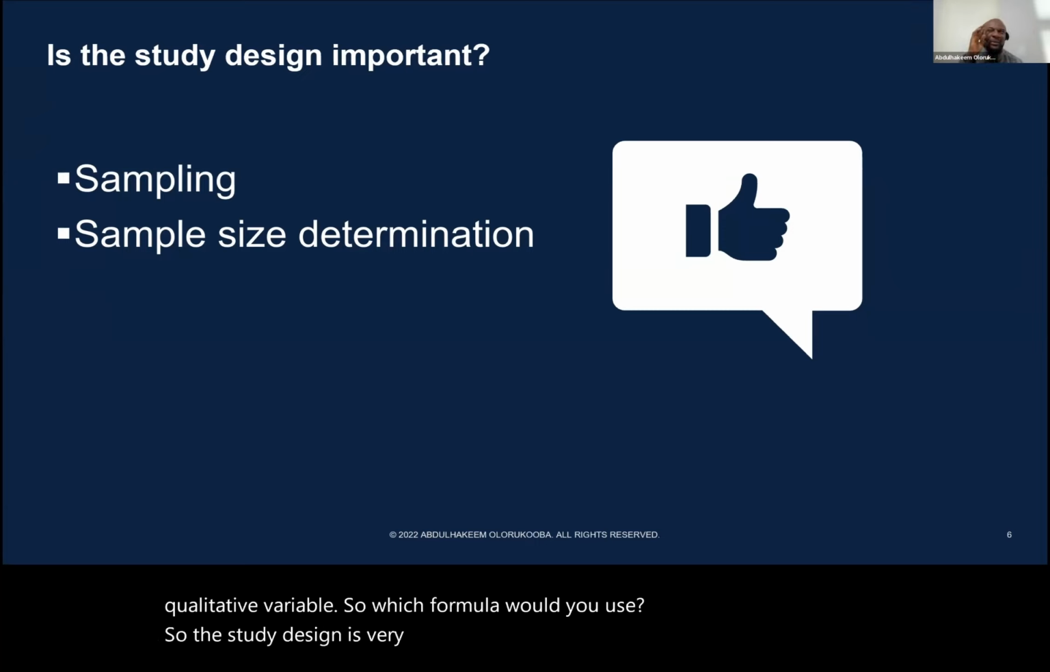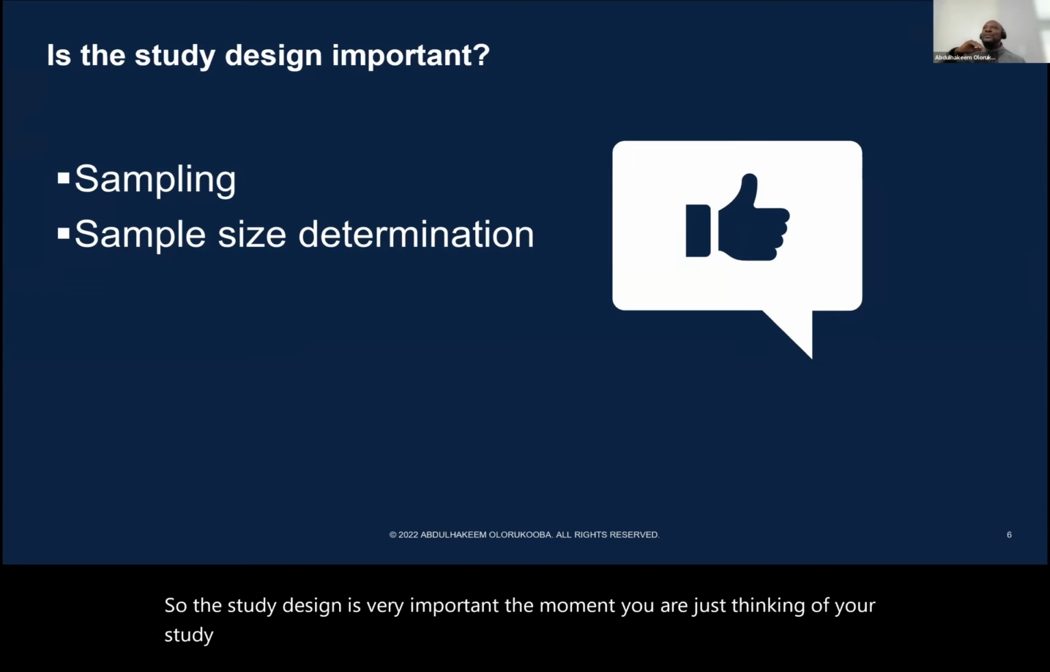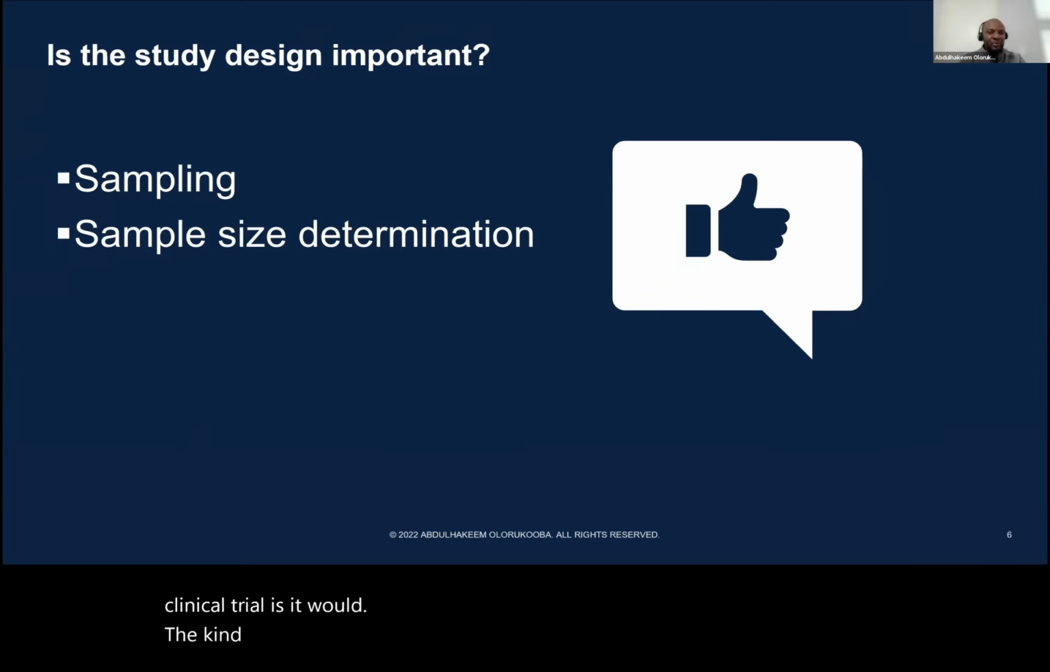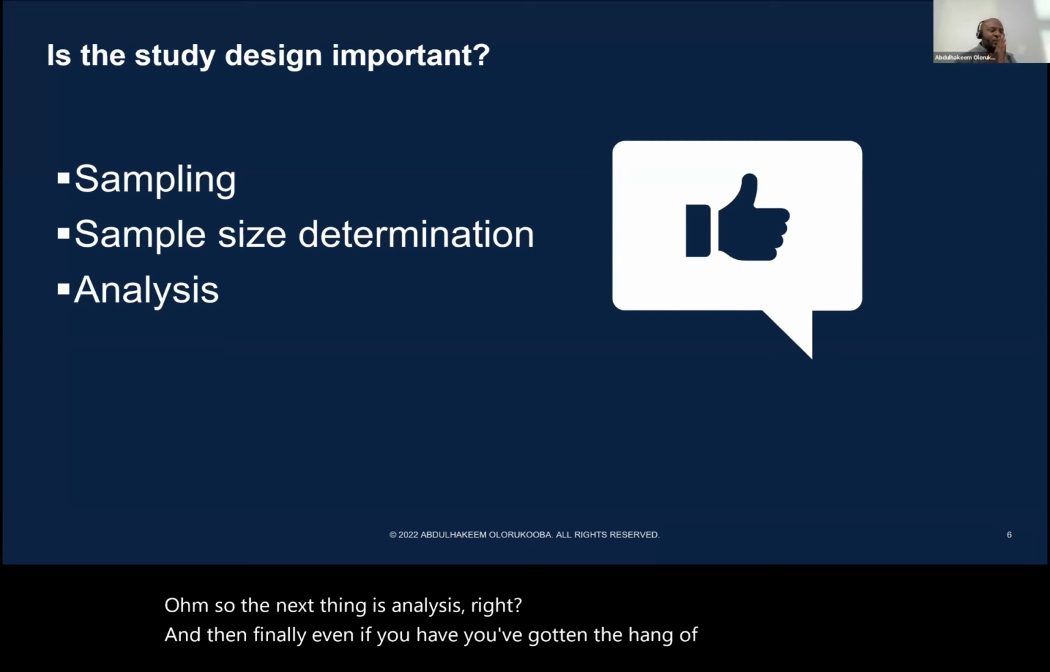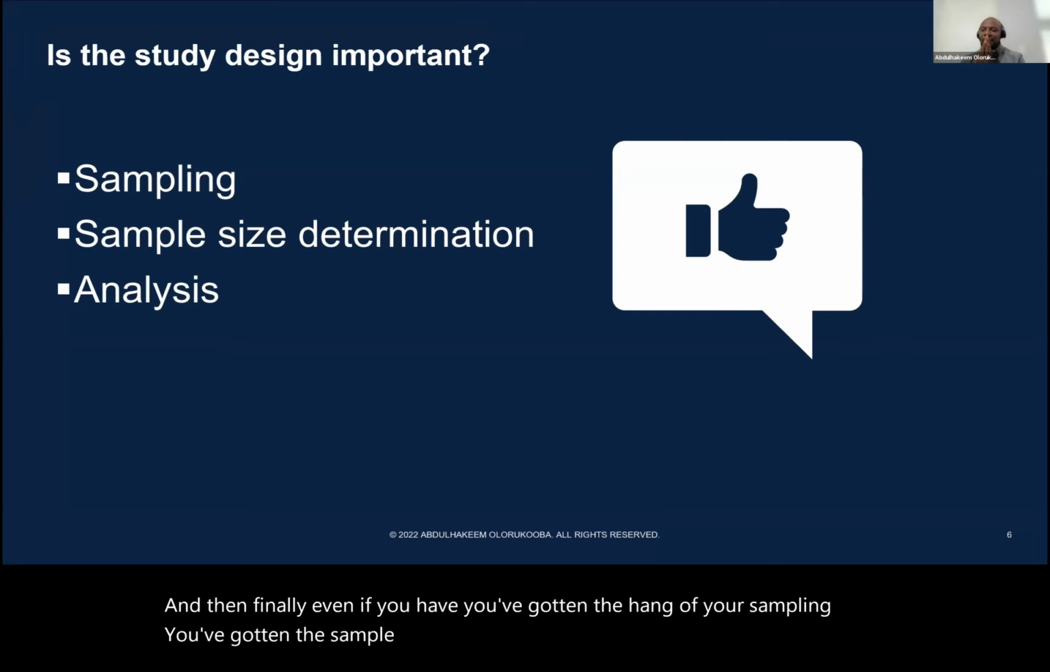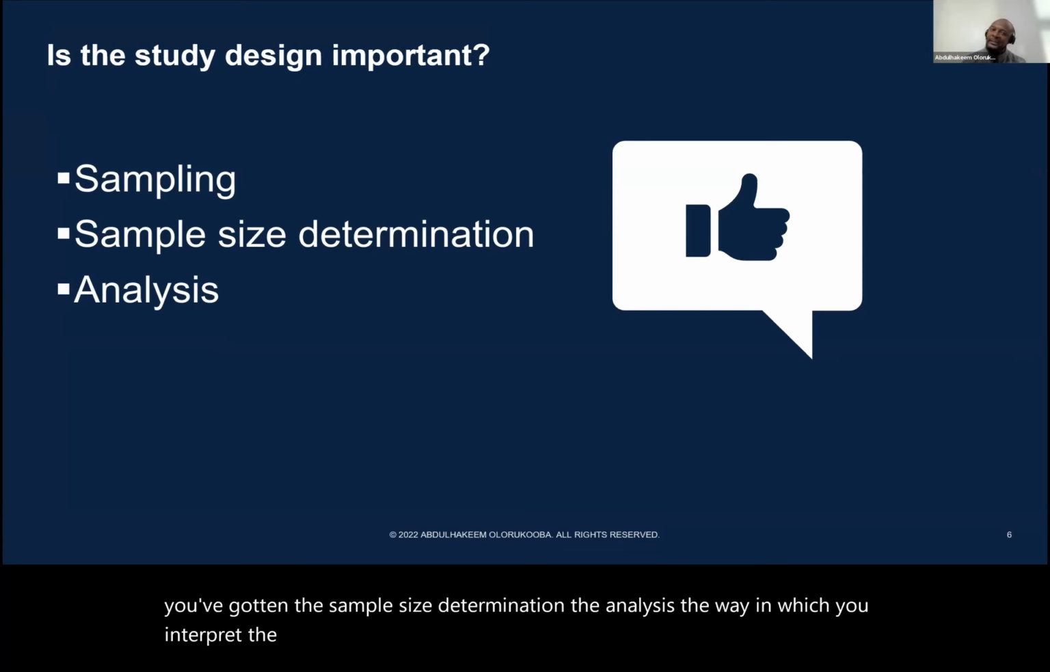The moment you are thinking of your study design, don't just be thinking about the study design alone. Is it a clinical trial? The kind of analysis that you want to do would also depend on the study design. So the next thing is analysis. And finally, even if you've gotten the hang of your sampling and the sample size determination, the way in which you interpret the results is very, very important. So just to pause here to do a kind of pulse check.